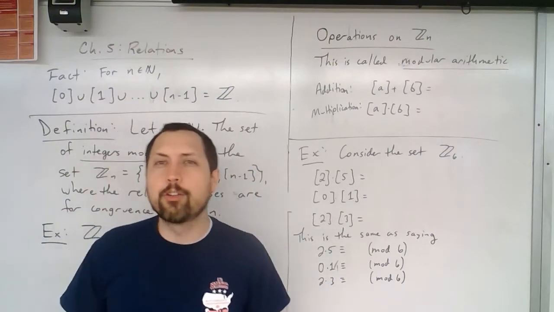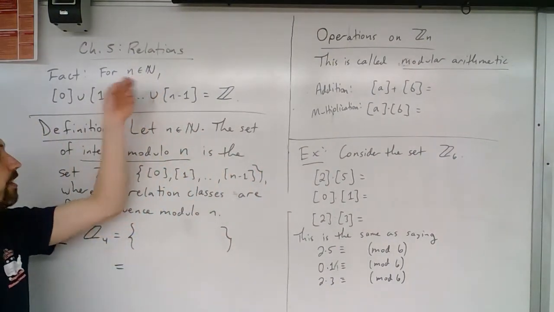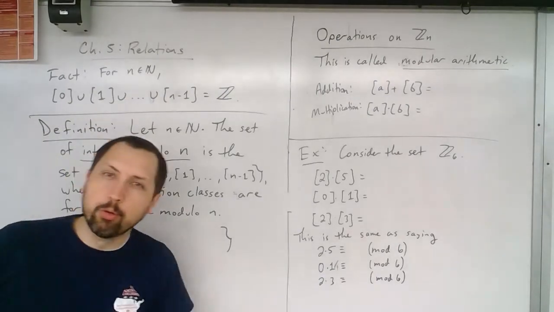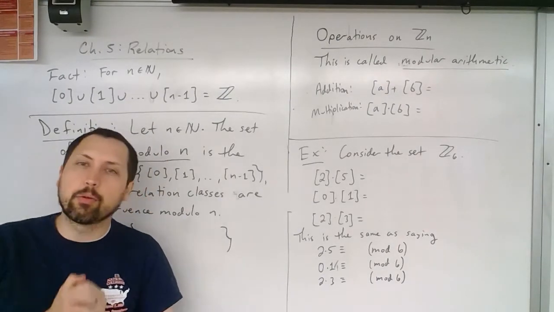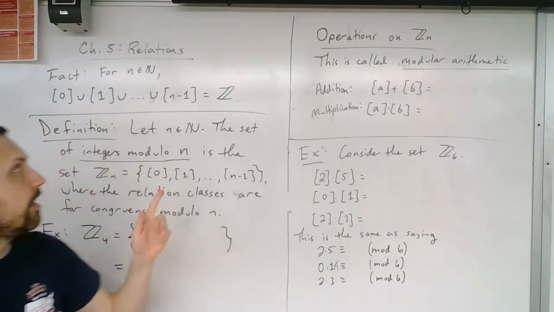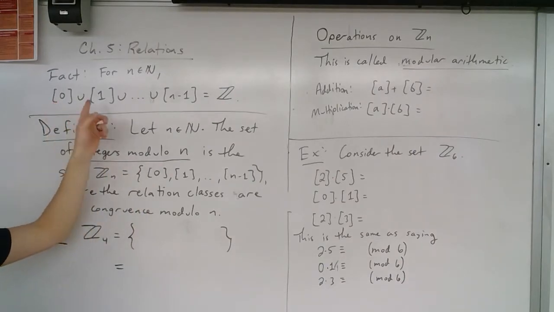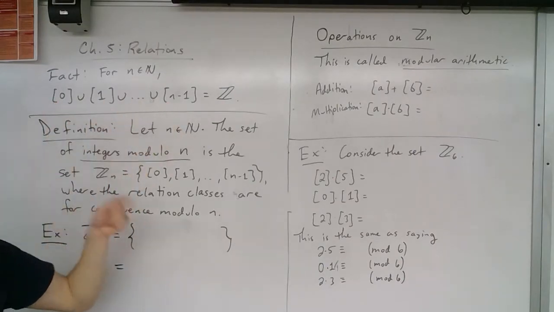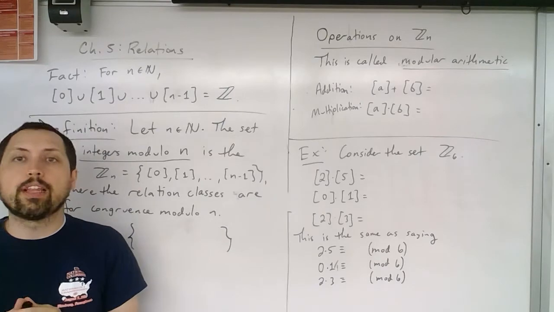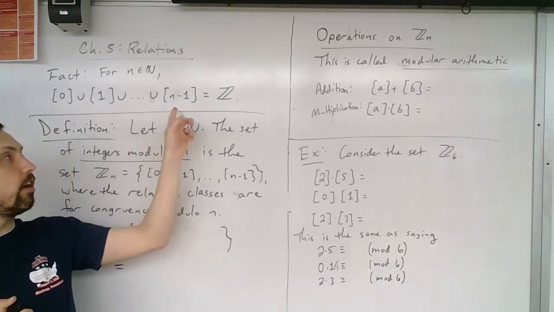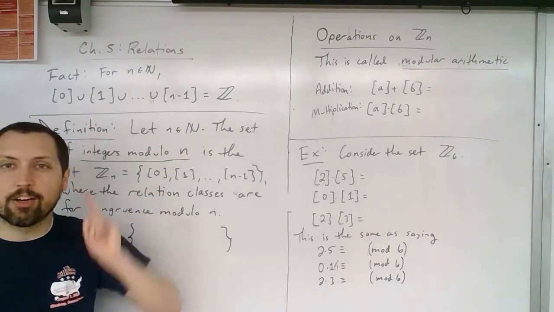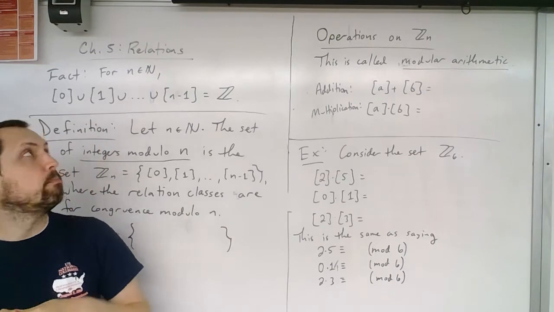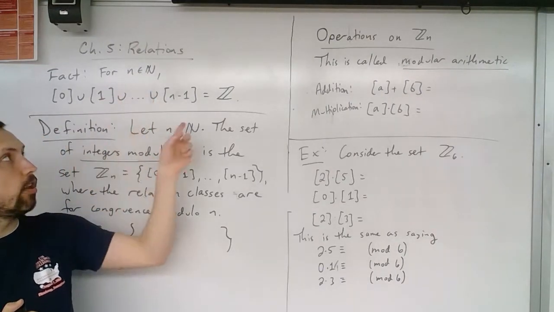Let's take a look at more congruences. So there's the fact here. Now, we're not going to prove this, but I alluded to this, and we're just going to state it as a fact: if we take the union of all of these equivalence classes, or relation classes, these form the set of all integers. So modulo n, we have all of these together.